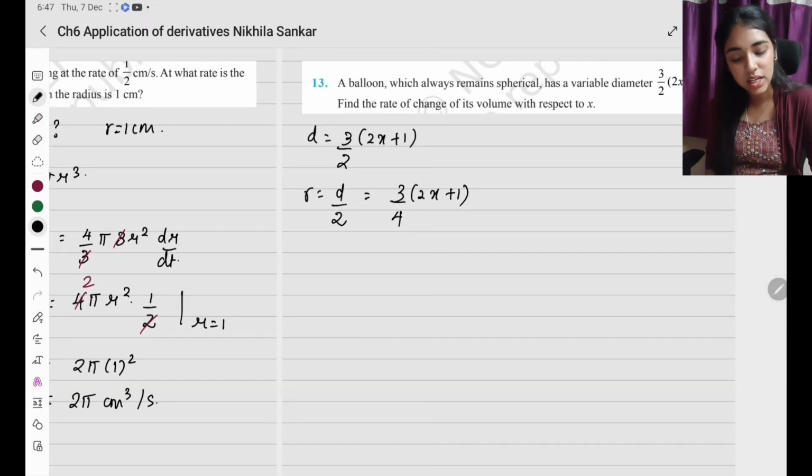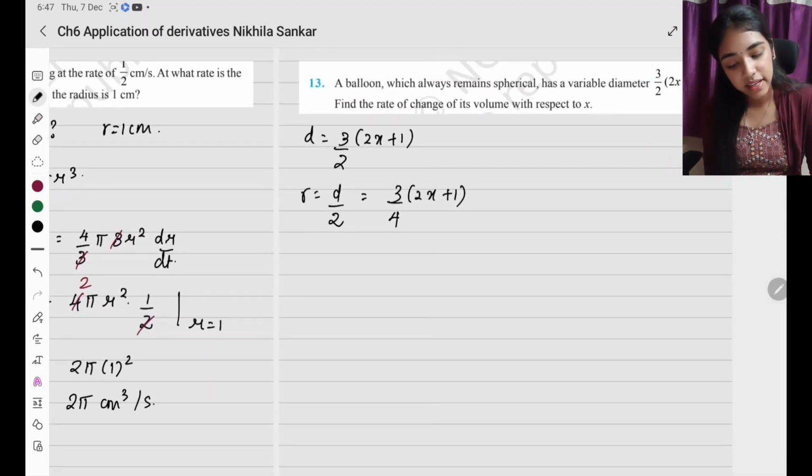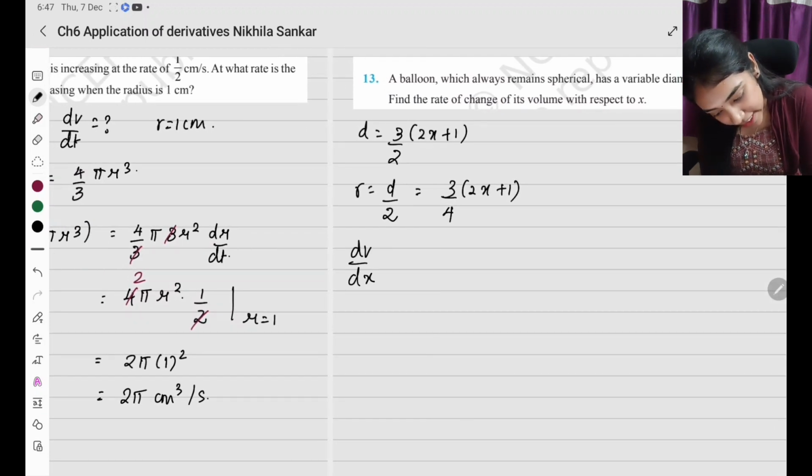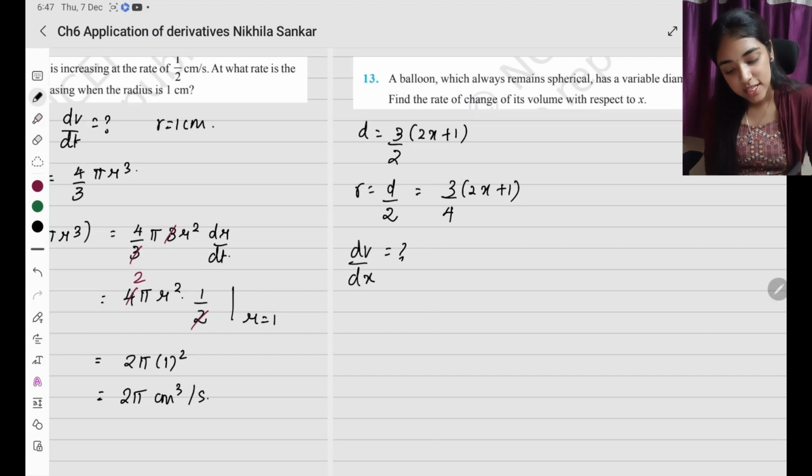Okay, I have found out the radius. They're asking to find the rate of change of its volume with respect to x. So they're asking for dV by dx. Okay, so let us find out.